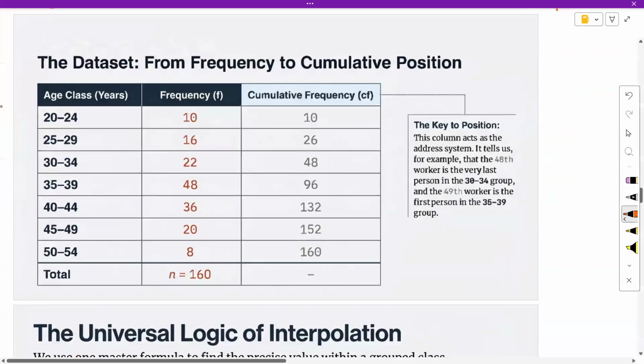Here the data set is given, the same data set we used above. From the frequency to the cumulative position, the frequency is given, and whether or not the cumulative frequency is given, we can calculate it.